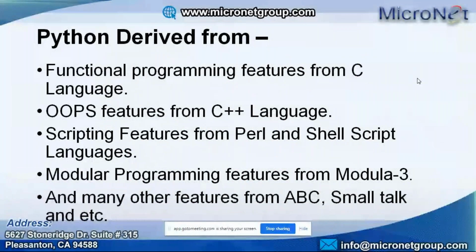As I mentioned earlier, he studied many things like ABC language, shell scripting, C language, and C++ language. So he incorporated the best features from different languages for building the Python language. So we'll try to understand this. The functional programming features he incorporated from C language, OOPS concepts from C++ language, scripting features from Perl and shell scripting, and modular programming features from Modula-3, and many other features from ABC, Smalltalk, etc. So that's how Python is derived. He incorporated many other features. Let's go on to the next slide.